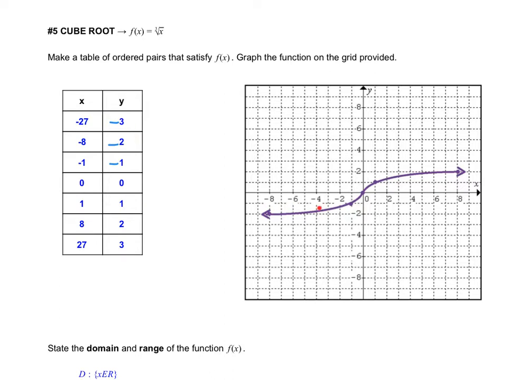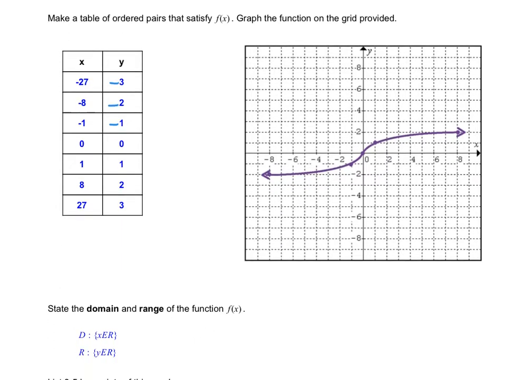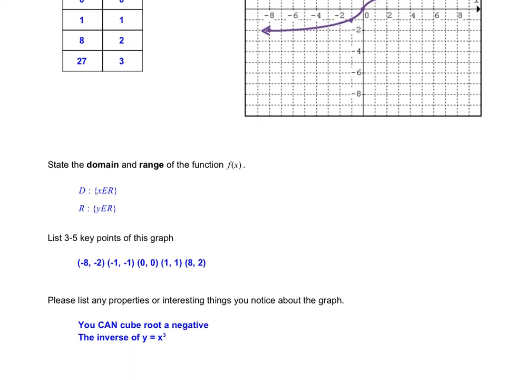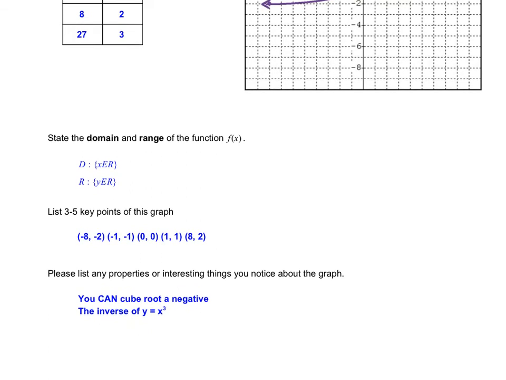And if you look at this function when you graph it, it looks like the cubic function, but it's kind of the inverse of it because it's on its side. So our domain and range is still infinite. So x is an element of all real numbers, y is an element of all real numbers. There are the key points, like I said. And for the properties, I mentioned you can cube root a negative, so that's why we have that infinite domain. And like I said before, the cube root function is the inverse of the cubic function.